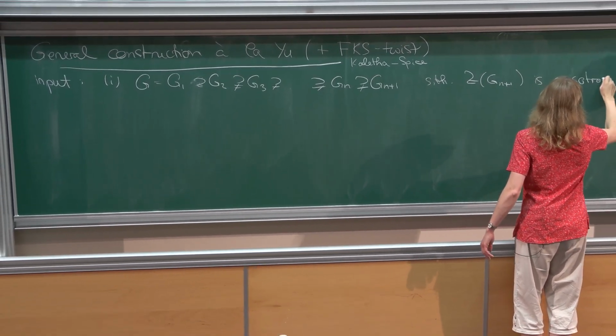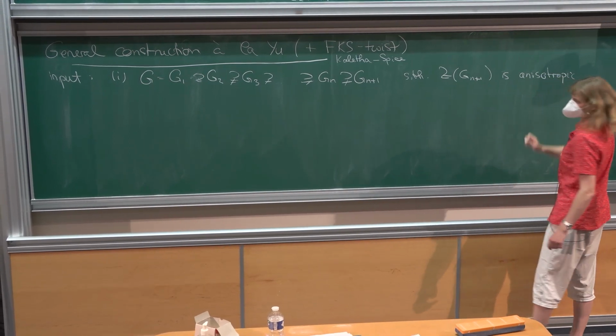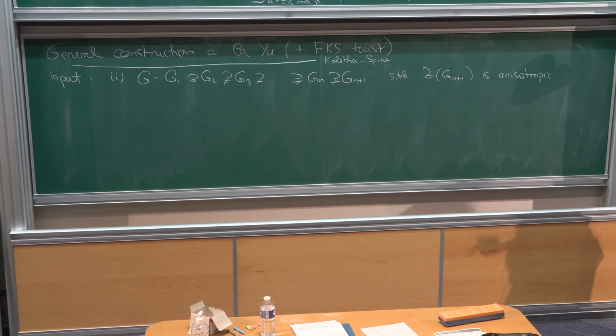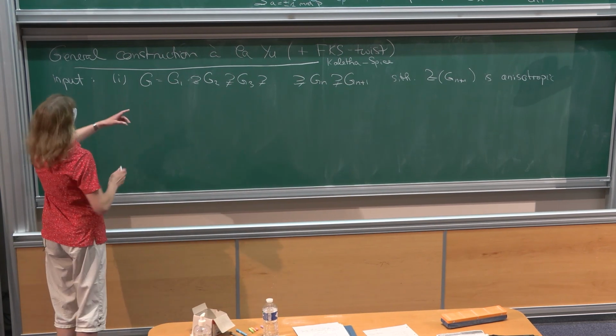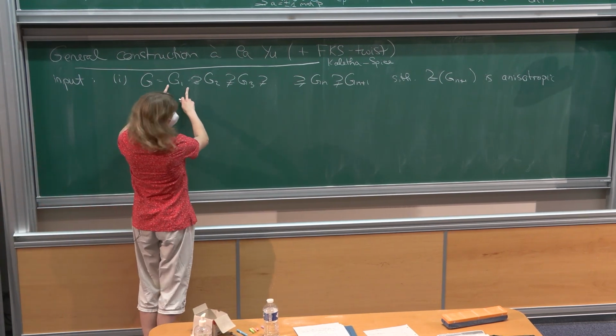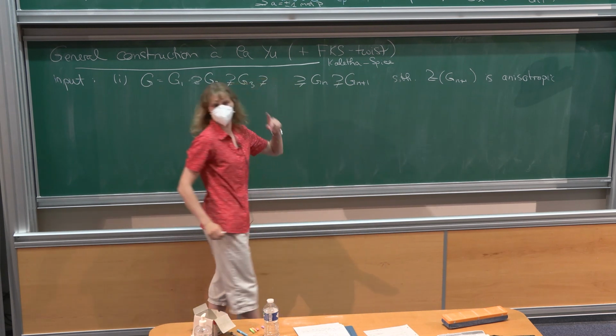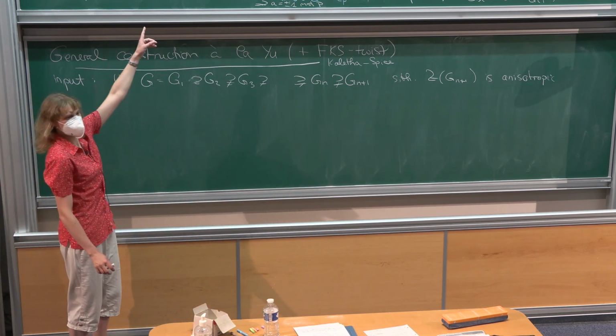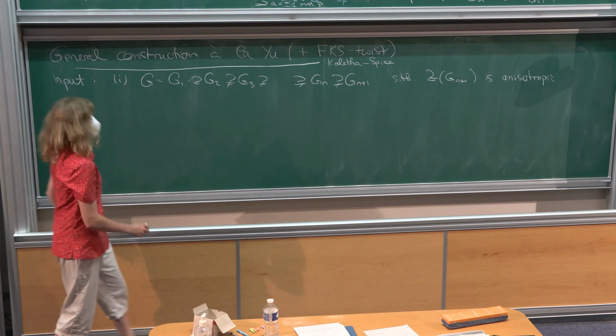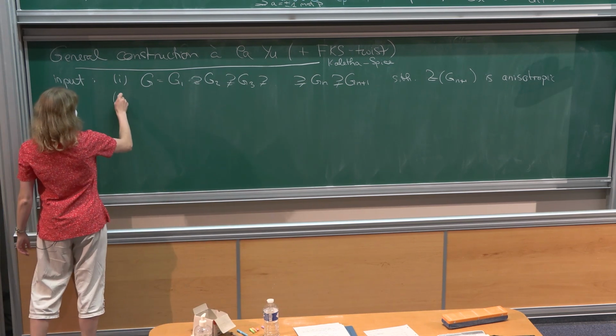In general, you would look at the center of Gn plus 1, not the center of G, but I assume the center of G is finite. So for example, it could be a 2-step where G is equal to G1, and this is just the torus that is elliptic like we have seen above. So in the general case, we don't just have a 2-step, but we have an n-step, n plus 1-step situation.